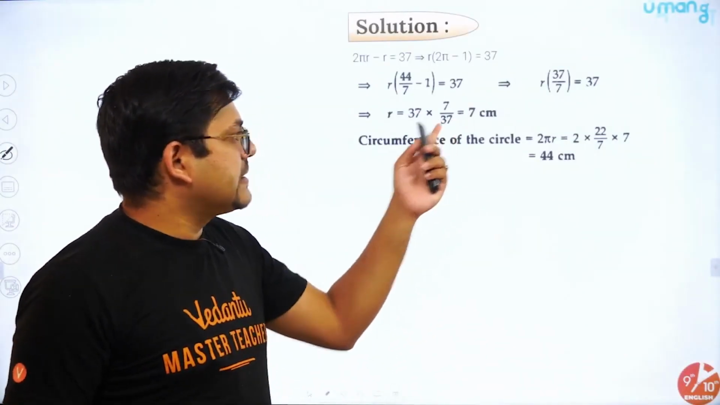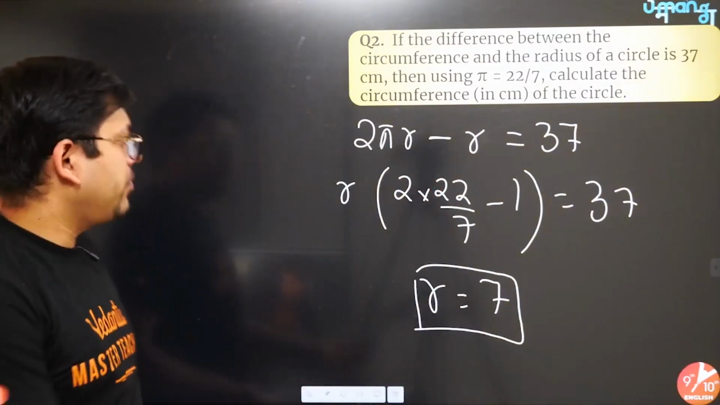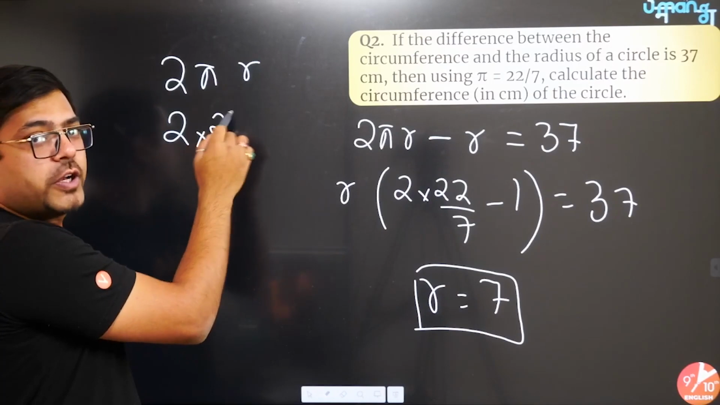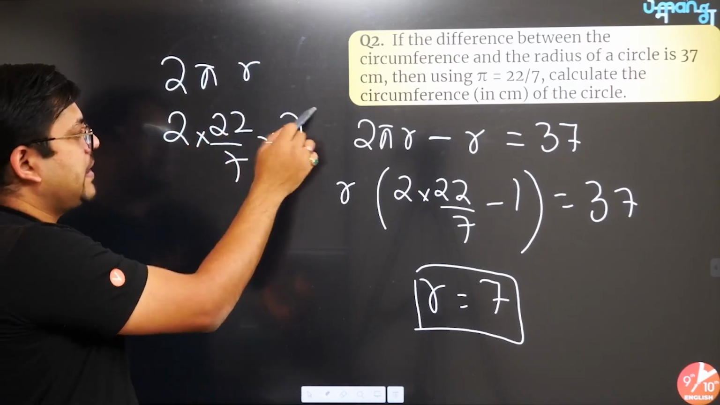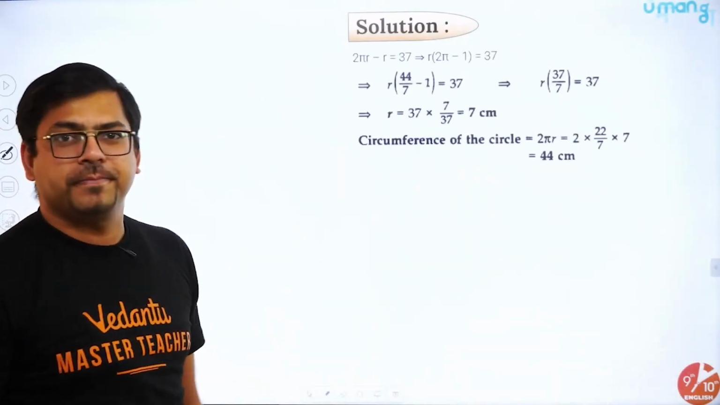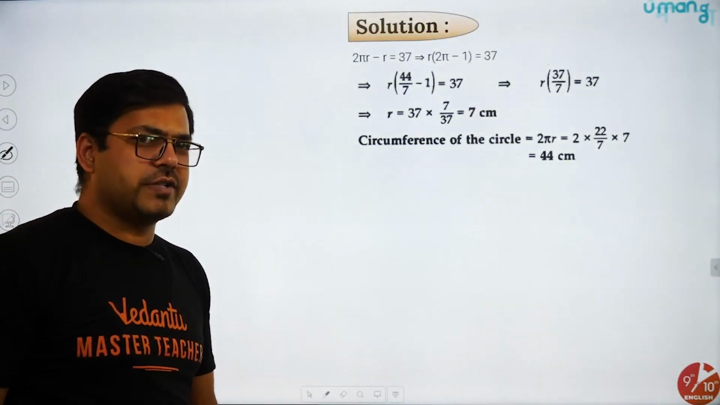So the answer is radius 7 centimeter. Calculate the circumference also. That is simple, 2 pi r. 2 pi is 22/7, radius is 7. 7 gone. 44 is the answer. Super easy, simple questions. Let's increase the level of question a little bit.